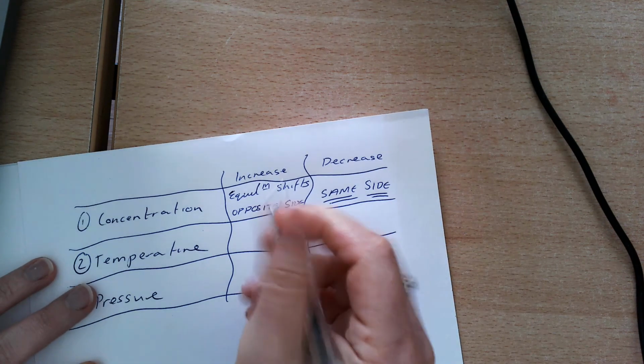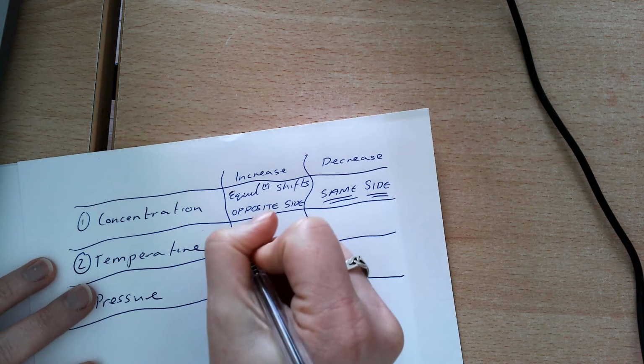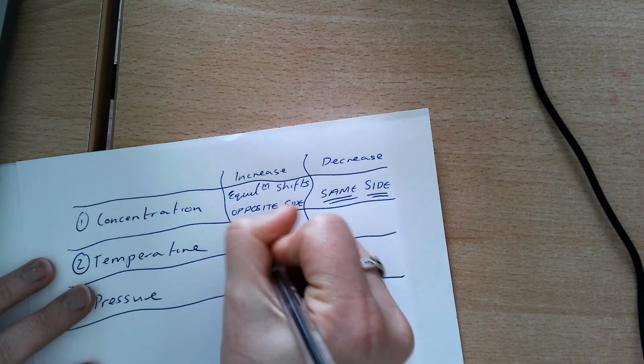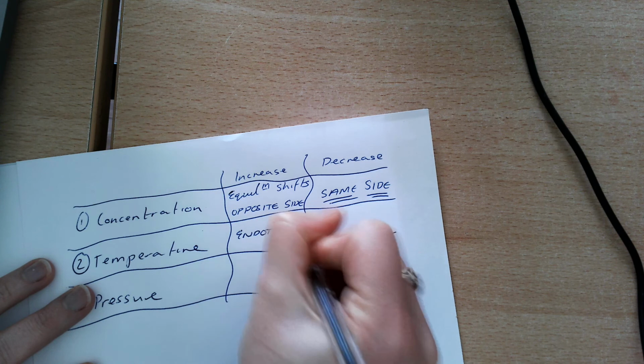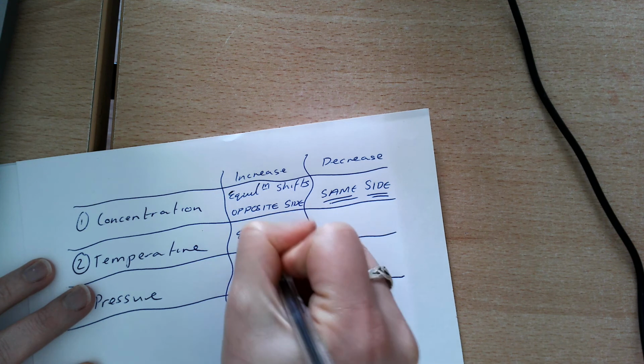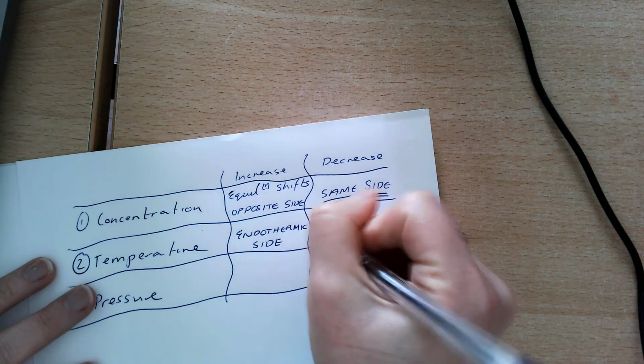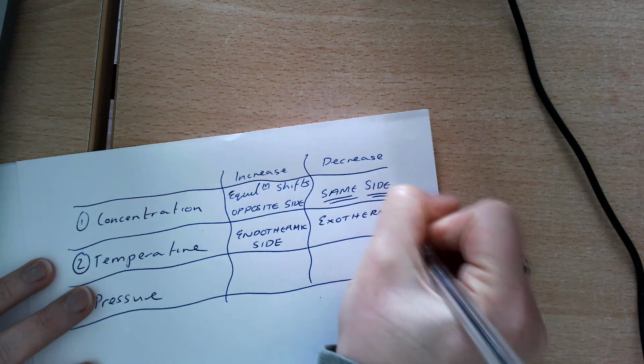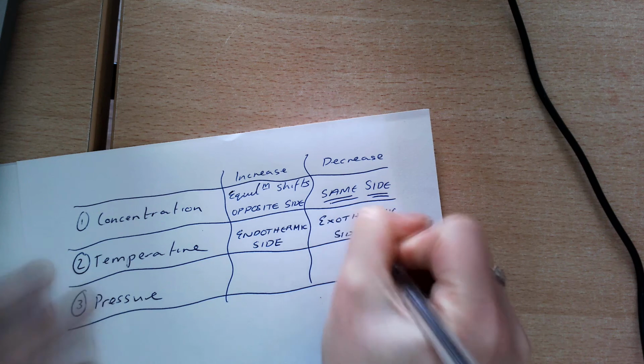Temperature, if I increase my temperature, it's going to shift to the endothermic side, whatever that side is. And if I decrease the temperature, it's going to shift to the exothermic side to produce heat.